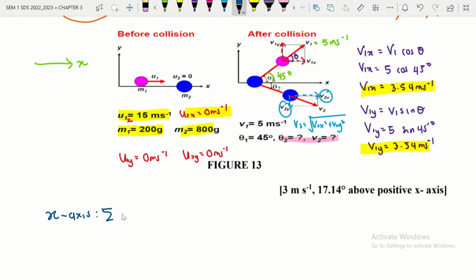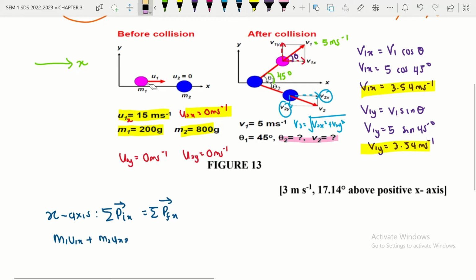So x axis dia akan jadi summation of initial momentum for x axis akan sama dengan summation of momentum final untuk x axis. So kita tahu dah formula momentum adalah mu. So dia akan jadi m1 u1x tambah m2 u2x equals to m1 v1x tambah m2 v2x.